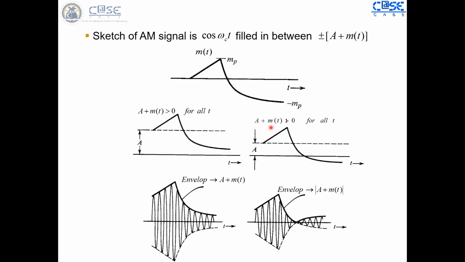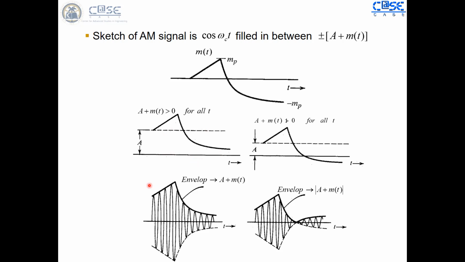So this means A plus m(t) is not greater than 0 for all times t for this scenario, but it is true for this scenario on the left side. You can see here. Okay. So now if you separately modulate these two transformations of the message signal, you end up getting something like this.